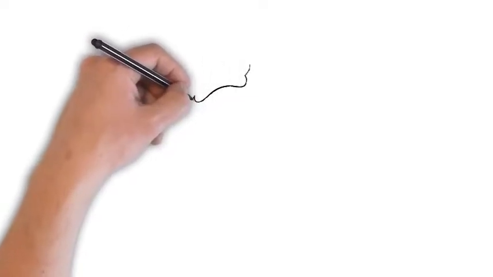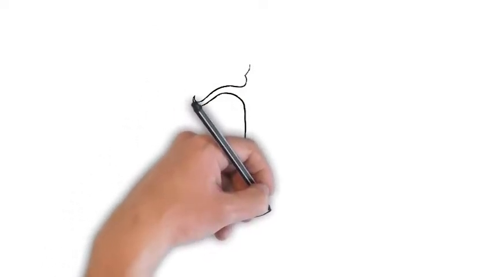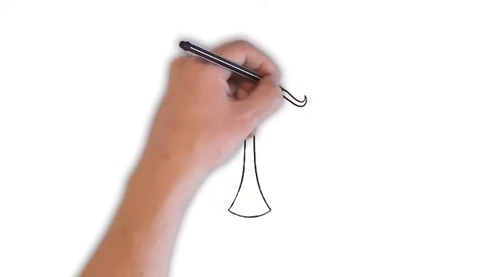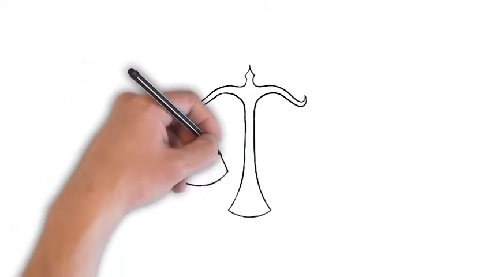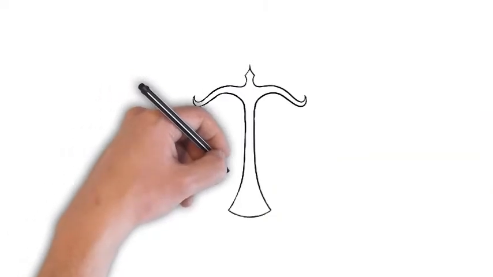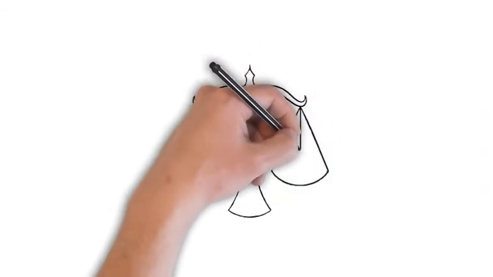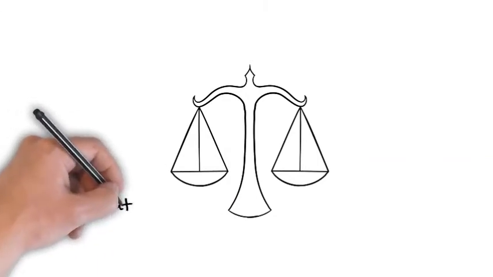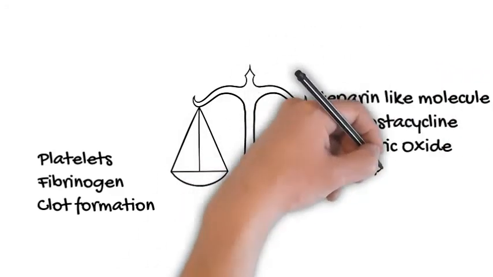Okay, now we need a balancing mechanism. Whenever we have something happening in the body, there's always something that's got to counteract it, right? Something to keep the clotting under control, and also something to remove the clotting once we don't need it anymore. So what we have then is prostacyclin, nitric oxide, and plasmin, and a heparin-like molecule. We have those things to get rid of the clots when we don't need them anymore, or to control the clot growth.